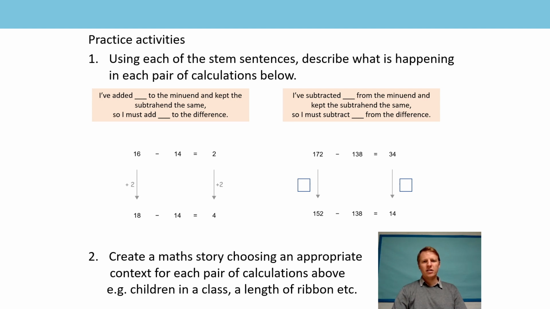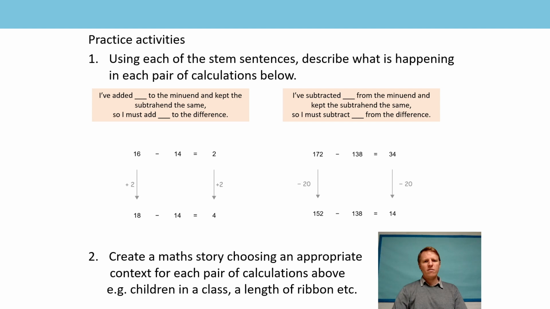I've subtracted, what's happened? Let's look at the digits. The 1 in the hundreds column has stayed the same. The tens digit has decreased from 7 to 5, and the ones digit has stayed the same. So it's decreased. How much does it decrease by? By 2 tens, so that's 20. So let's say this together. I've subtracted 20 from the minuend and kept the subtrahend the same, so I must subtract 20 from the difference. Did you get that? I'm sure you did.